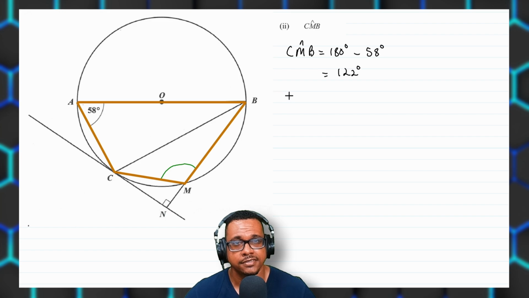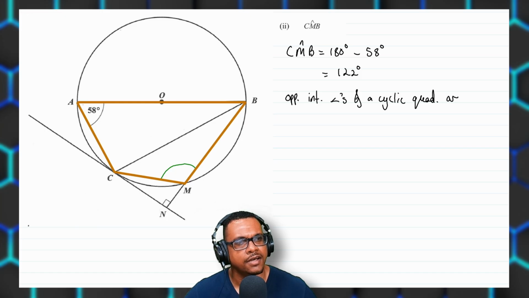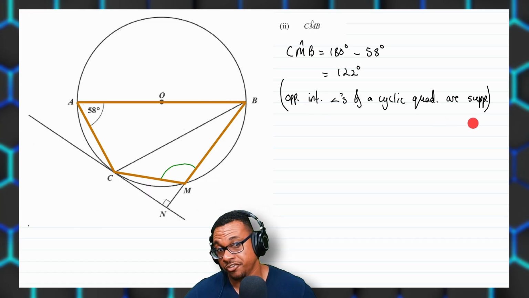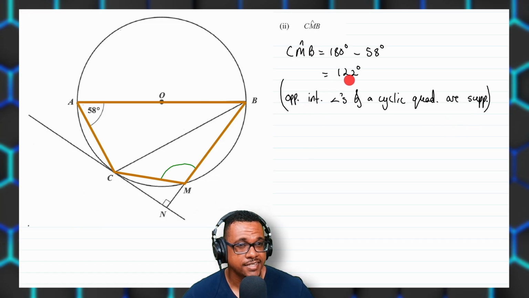So I'm going to write the opposite, so OPP for opposite, interior, INT full stop for interior, angles of a cyclic quadrilateral, so QUAD full stop for quadrilateral, are supplementary. SUPP for supplementary. All right, and this would be your reason. All right, so this is your answer and this is your reason.